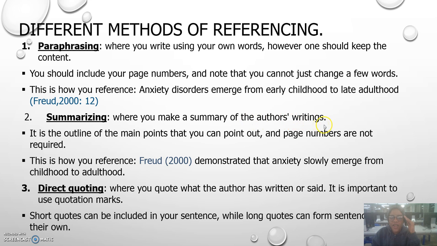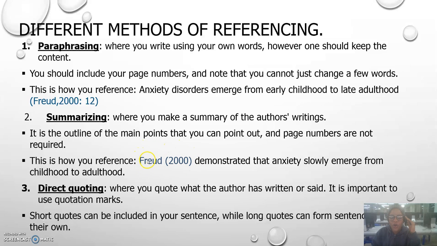So with summarizing, as you know, my mother might tell me a very long story, and then when I get to my sister, I'll not say everything as it is. So I'll cut the long story short. With summarizing, the same thing happens. It is the outline of the main points that you can point out, and page numbers are not required. So with summarizing, we do not require any page numbers, and then this is how you reference.